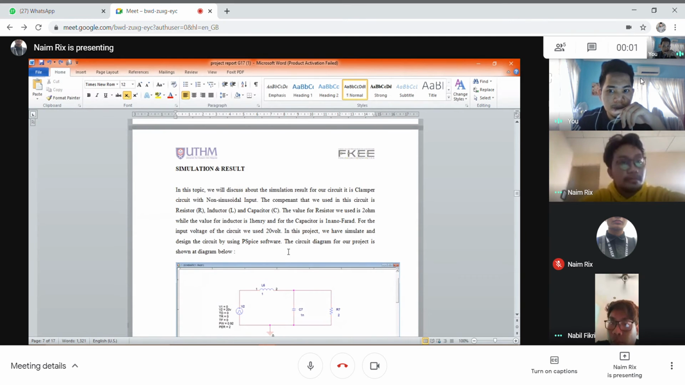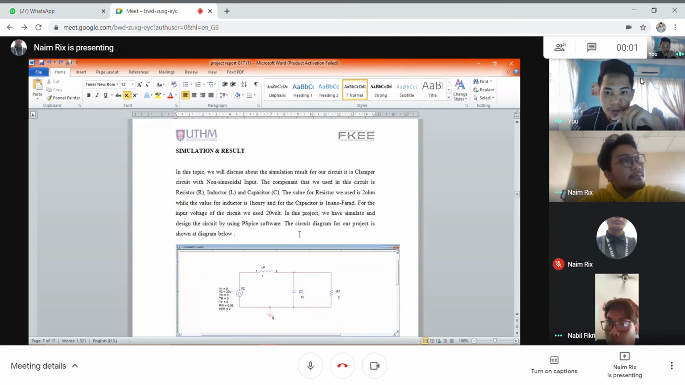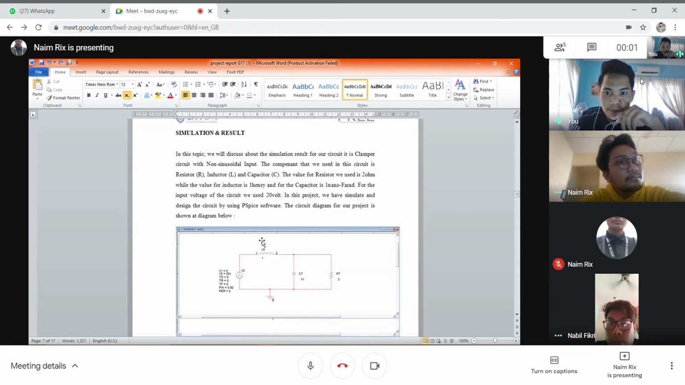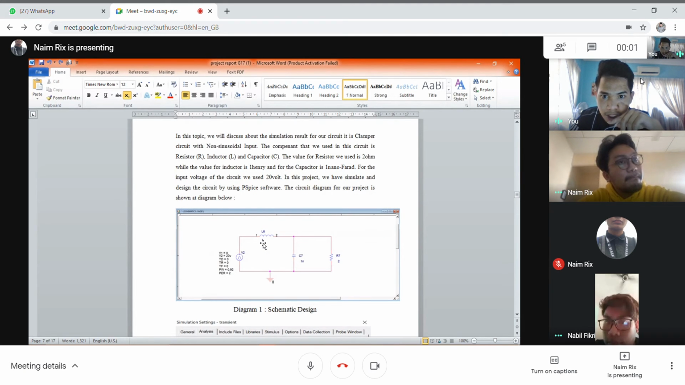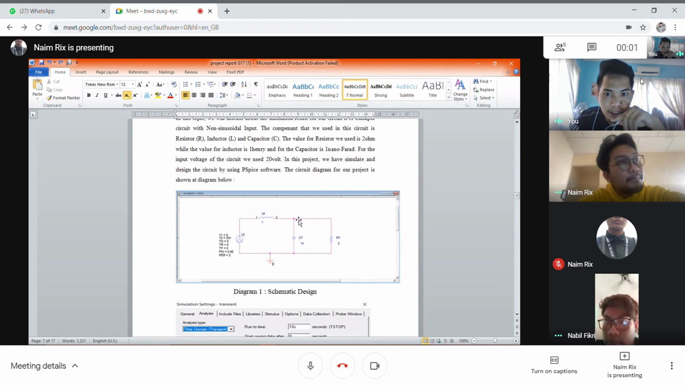Okay, my name is Muhammad Nushafiq bin Aizal. Matric number CE190172. Okay, for the simulation and result, firstly I want to explain a bit about our circuit. This is our circuit, clamper circuit with non-sinusoidal input. As you can see, our circuit consists of RLC components. The value of R we use is 2 ohm, the value of capacitor we use is 1 nano, and the value of inductor we use is 1 Henry.